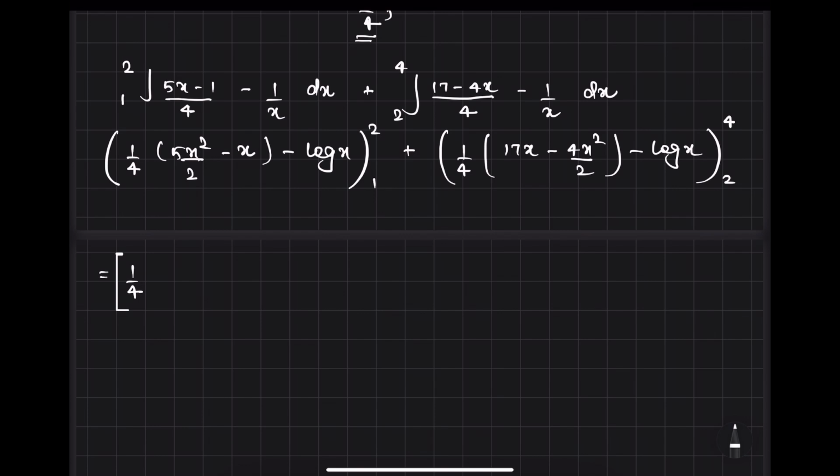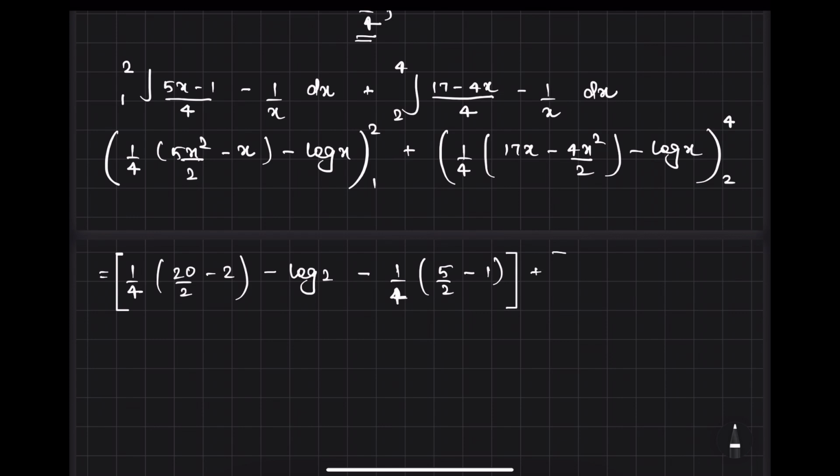So upper limit is what? 2. So 1 by 4, we have 20 by 2, so 20 by 2 minus 2 minus log 2. So this is upper limit minus lower limit. So it is 1 by 4, 5 by 2 minus 1, and log 1 is 0. So the lower limit for the first part is done.